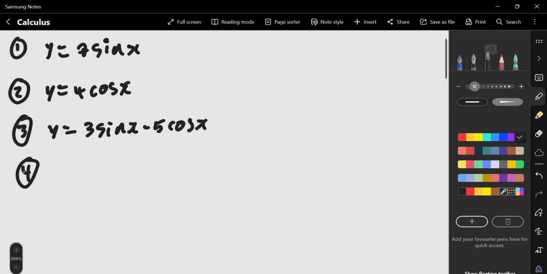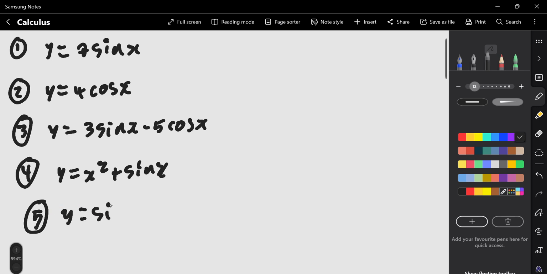Number four, we're going to do 5 of these. Let's do y equals x squared plus sine x. And then number 5, let's go for sine x plus cos x plus 5x squared. Pause and have a go, and let's go through them.